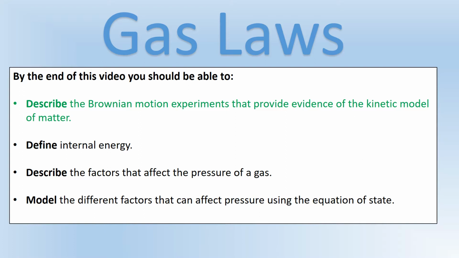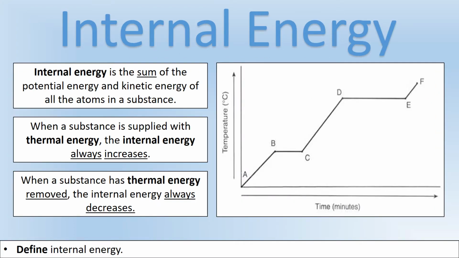Let's now define what internal energy is so we can start thinking about how it relates to gases and pressure. In previous videos, I've talked about the atoms having both potential energy and kinetic energy. When we're dealing with a whole system of gas particles, if we add together all their potential energy and all their kinetic energy, that is what we call internal energy. So when a substance is supplied with thermal energy, its internal energy always increases. It's our way of modeling a whole system of gas.